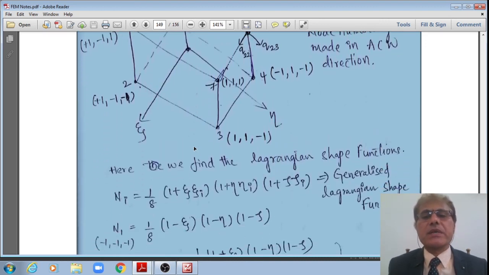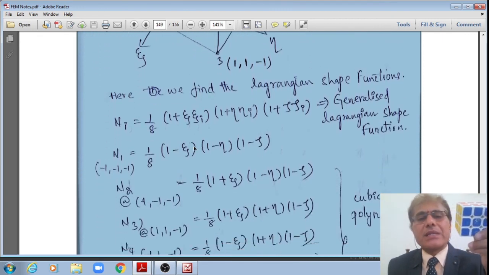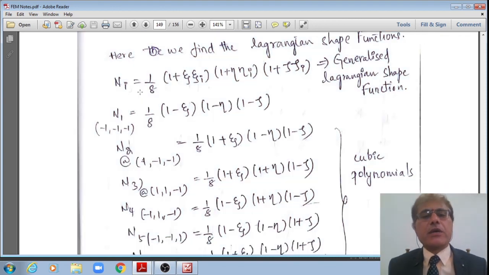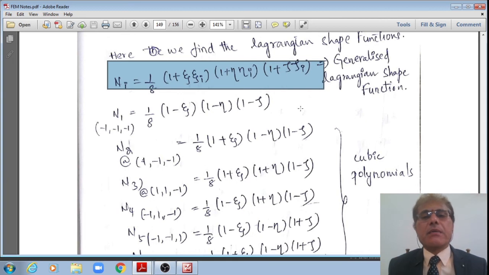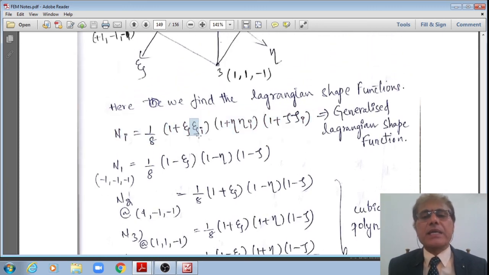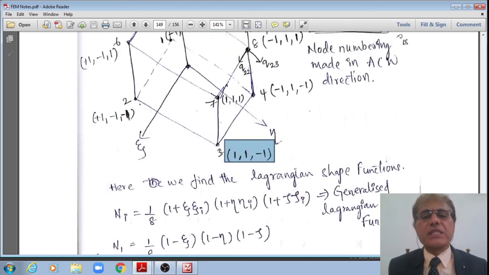Once we know these coordinates, now I can write the generalized Lagrange shape function for any node as Ni is equal to 1 by 8 multiplied by (1 plus xi xi_i), (1 plus eta eta_i), (1 plus zeta zeta_i), where xi_i, eta_i, zeta_i are the natural coordinates of these nodes.